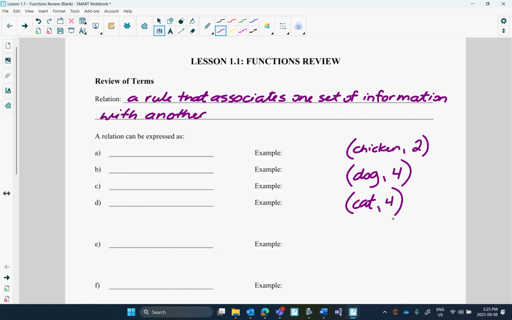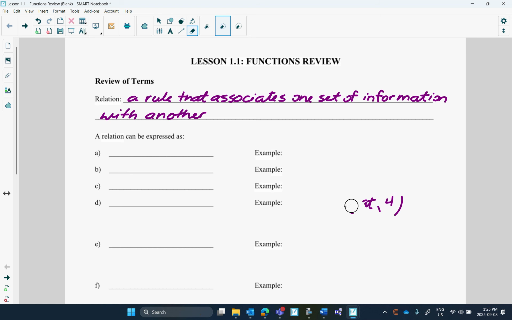Okay? So this is the first set of information, happens to be words, happens to be animals. This is the second set of information, happens to be numbers. Okay? So there's a relation between those two. And there's different ways we can show relations. And we talked about this way back in grade 10. We could show it as a set of ordered pairs.